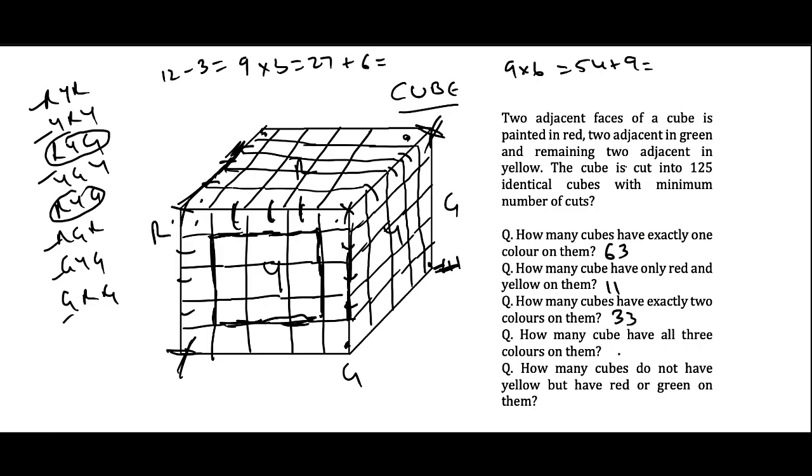Now, how many cubes have all three colors? It is a universal answer: in the case of adjacent faces, we have only two corners that have all three colors on them.